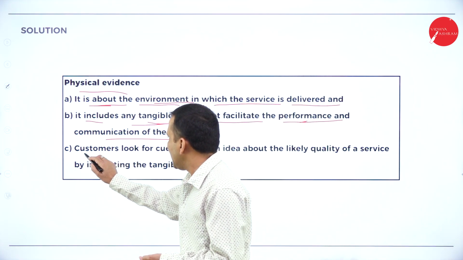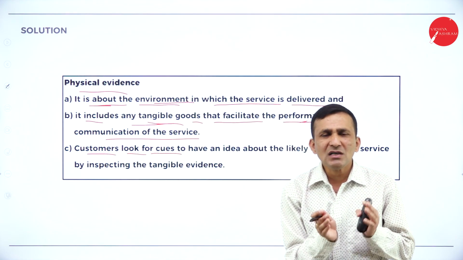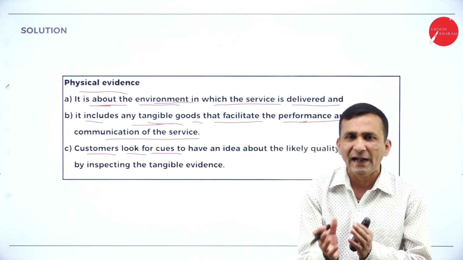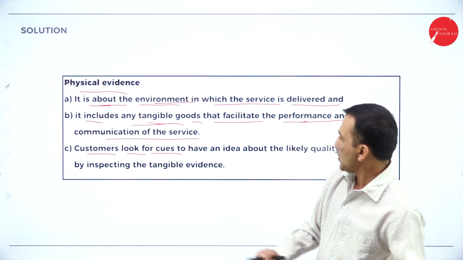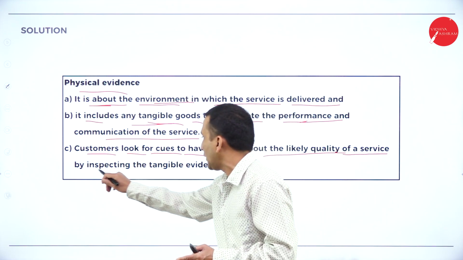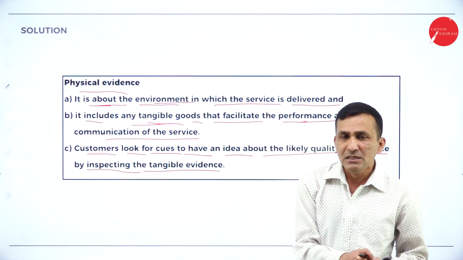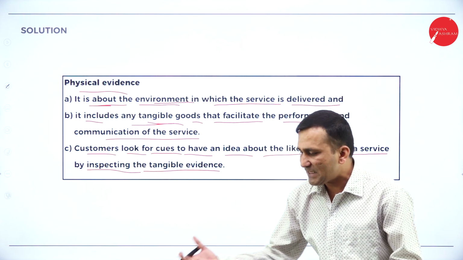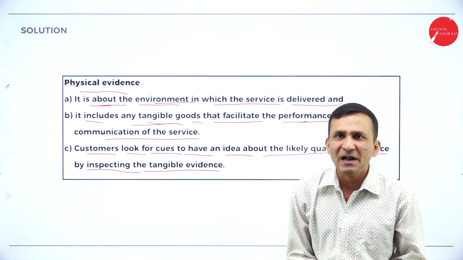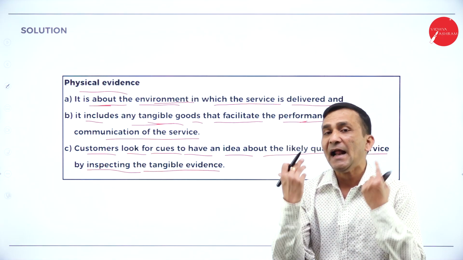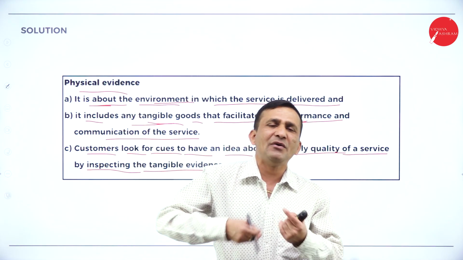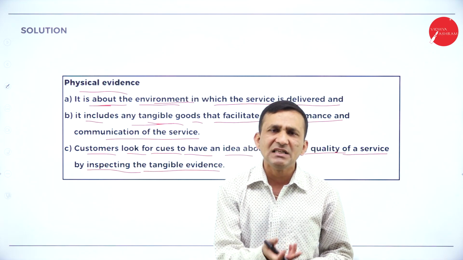Last one, the customer looks for clues, because all consumers, if they are expecting a service, try to get a clue from different sources to have an idea about the likely quality by inspecting the tangible evidence. The tangible evidence means the billboard, the display, or the attractive interior decoration. So this is related to physical evidence, which supports a consumer who wants to get a service.